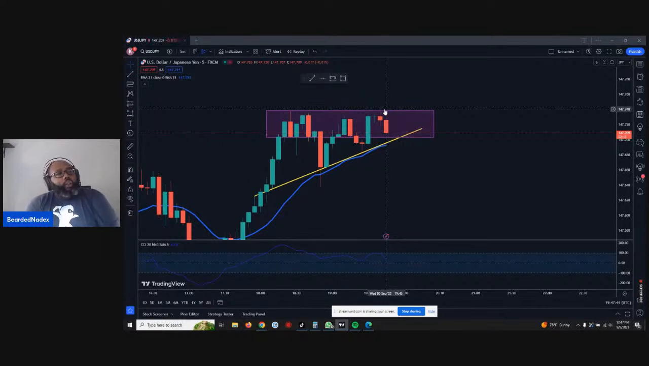This is no man's land. This is where people get stuck. This is where greed kicks in. This is where fear kicks in. This is where people think they know how to trade and they're jumping into these trades. We're not trading in this zone.